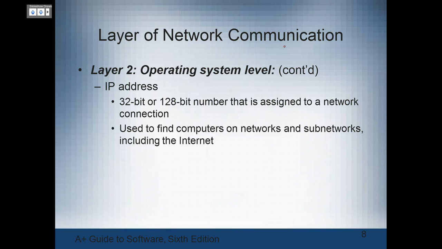MAC tables and stuff. Layer 2, the operating system. IP address, 32-bit or 128-bit. The 32-bit is IPv4, and 128-bit is IPv6, which has been imminent. We've been about to go to it in this country for about the last 6 or 7 years. There are tricks that we use with IPv4, NAT and private IP addresses, that make the addresses go further, so that we haven't had to do that yet. Used to find computers on networks. Actually, IP addressing finds networks. MAC finds computers. Okay?